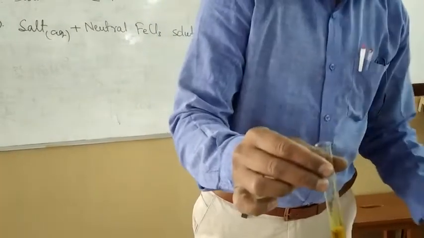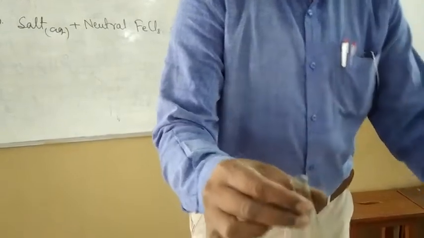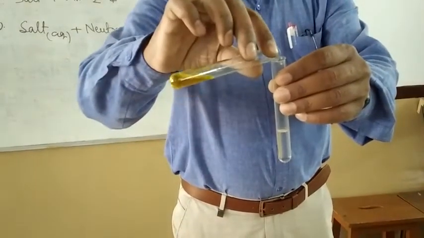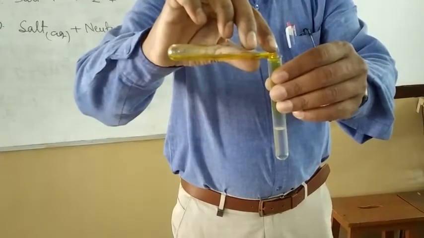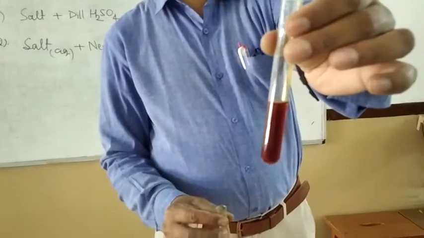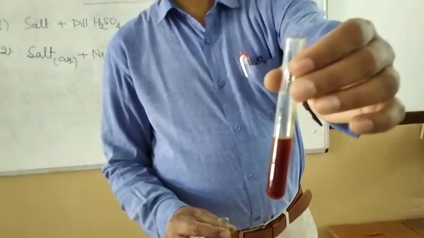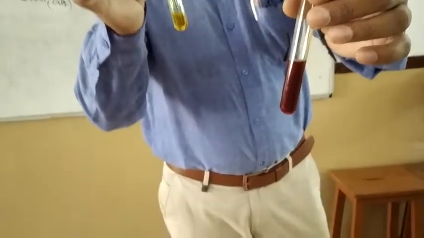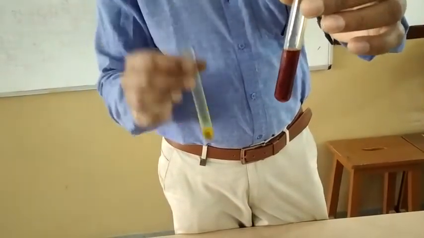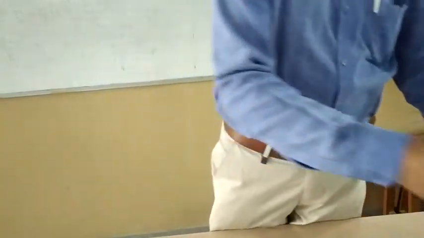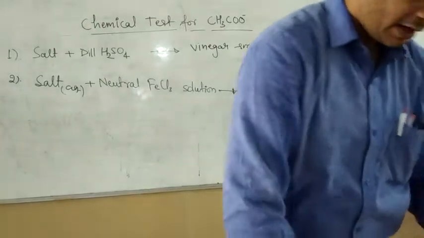Okay. Now when this neutral ferric chloride solution is added to the aqueous solution of the salt, let's see the observation here. You can find here a blood red color. So in the aqueous solution of the salt of acetate ion, when you add ferric chloride solution, you will observe a blood red solution. So this confirms the presence of acetate ion.